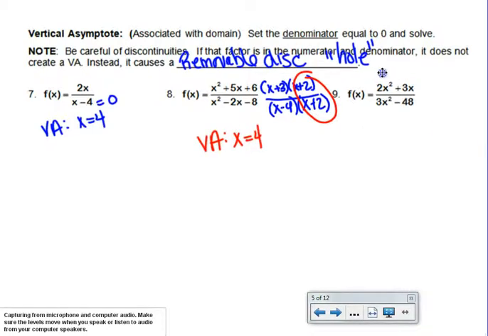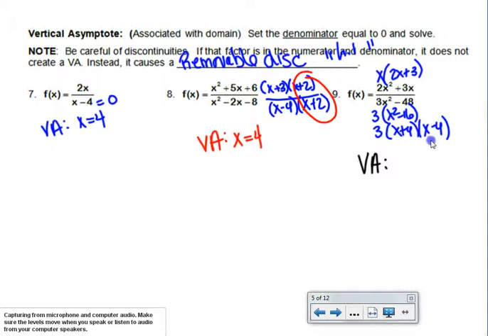And then my next problem, whoops, I can factor an x out of the numerator, leaving me with 2x plus 3. And then my denominator, I can take a 3 out for now, x squared minus 16, but that will continue to factor further into x plus 4 and x minus 4. Now 3 is just a constant coefficient. It is not a polynomial, so it's not going to give me a vertical asymptote. But I will have two vertical asymptotes in this problem, one at x equals negative 4 and one at x equals positive 4.